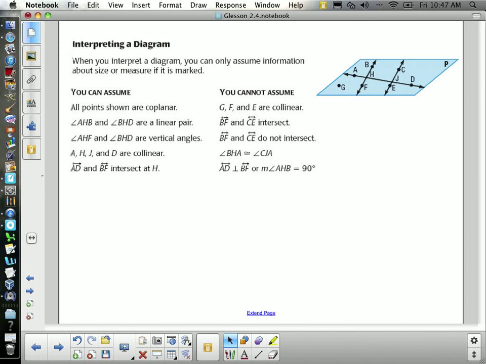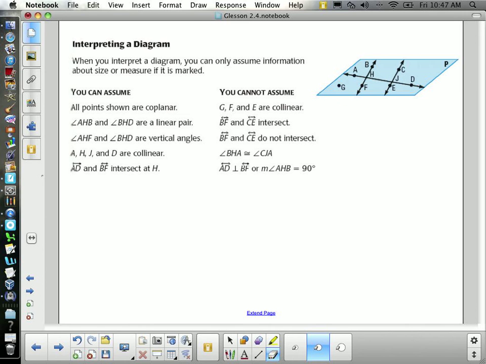I can assume that AHB and BHD are a linear pair. We haven't really talked about linear pairs yet, but let's look at that. AHB and BHD are a linear pair. They're a pair of angles, they make up a line. You could consider, maybe put it this way, if you put those angles together, they make a straight line. Okay, because it looks like a straight line, it is a straight line.